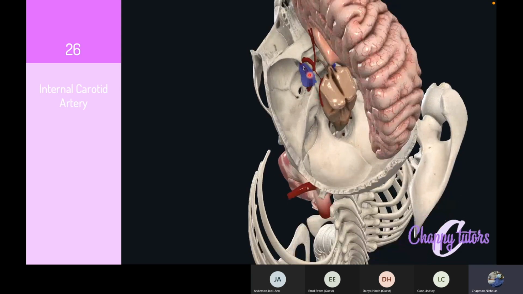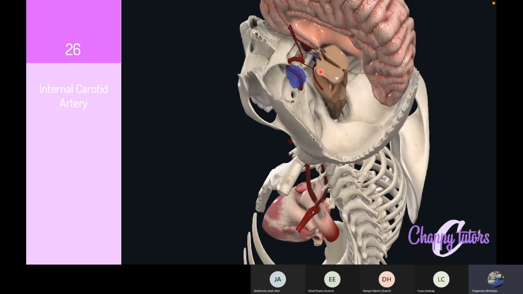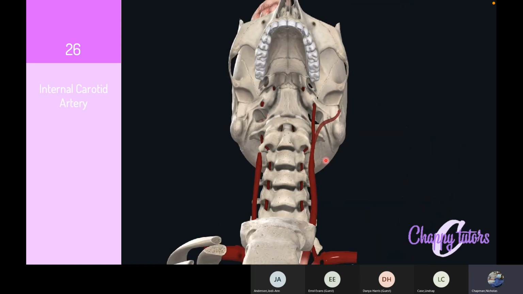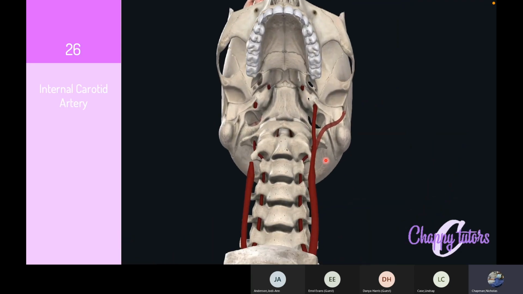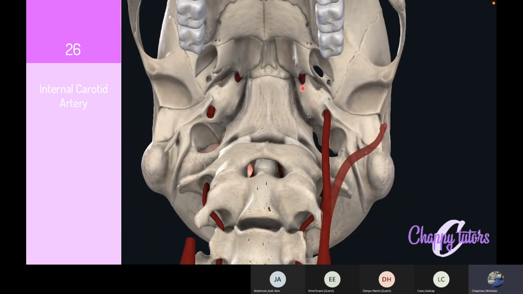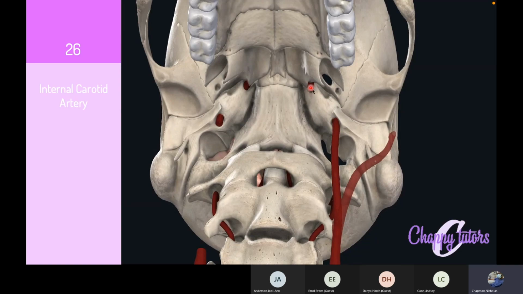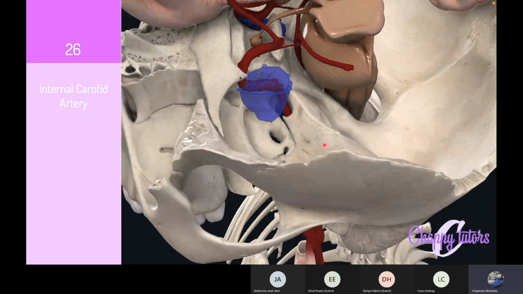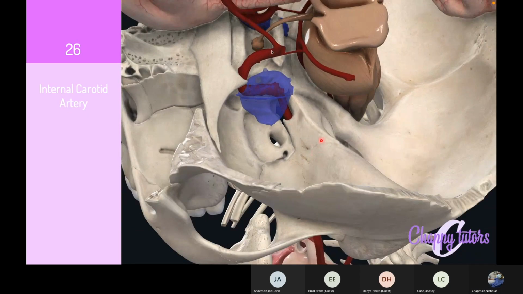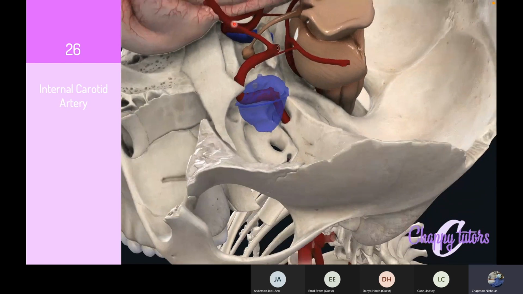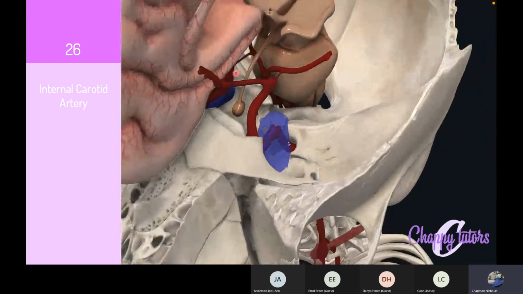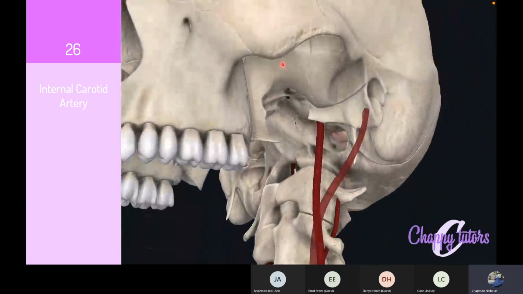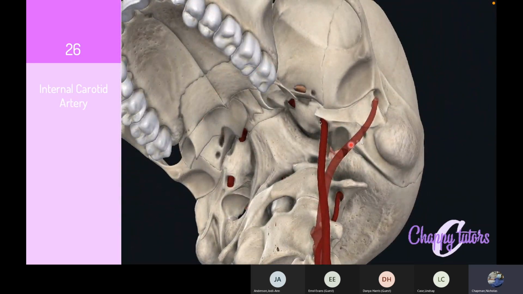So you can see it goes up through and curves around, and then gives off its branches up there. This is what I meant by the relation between the carotid canal and the opening of the foramen lacerum, this portion here. And you can see there's the infundibulum here and the pituitary gland sitting here. The cavernous sinus is going to flank the side of the pituitary.